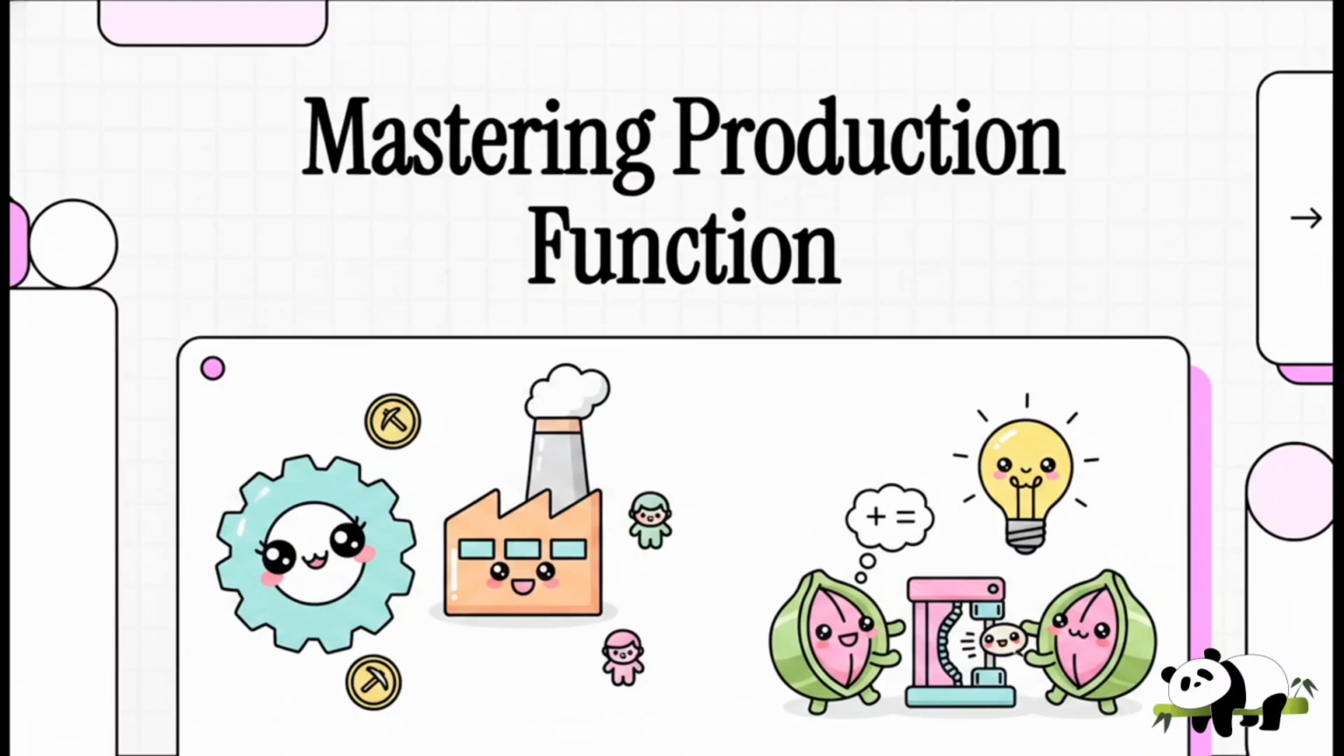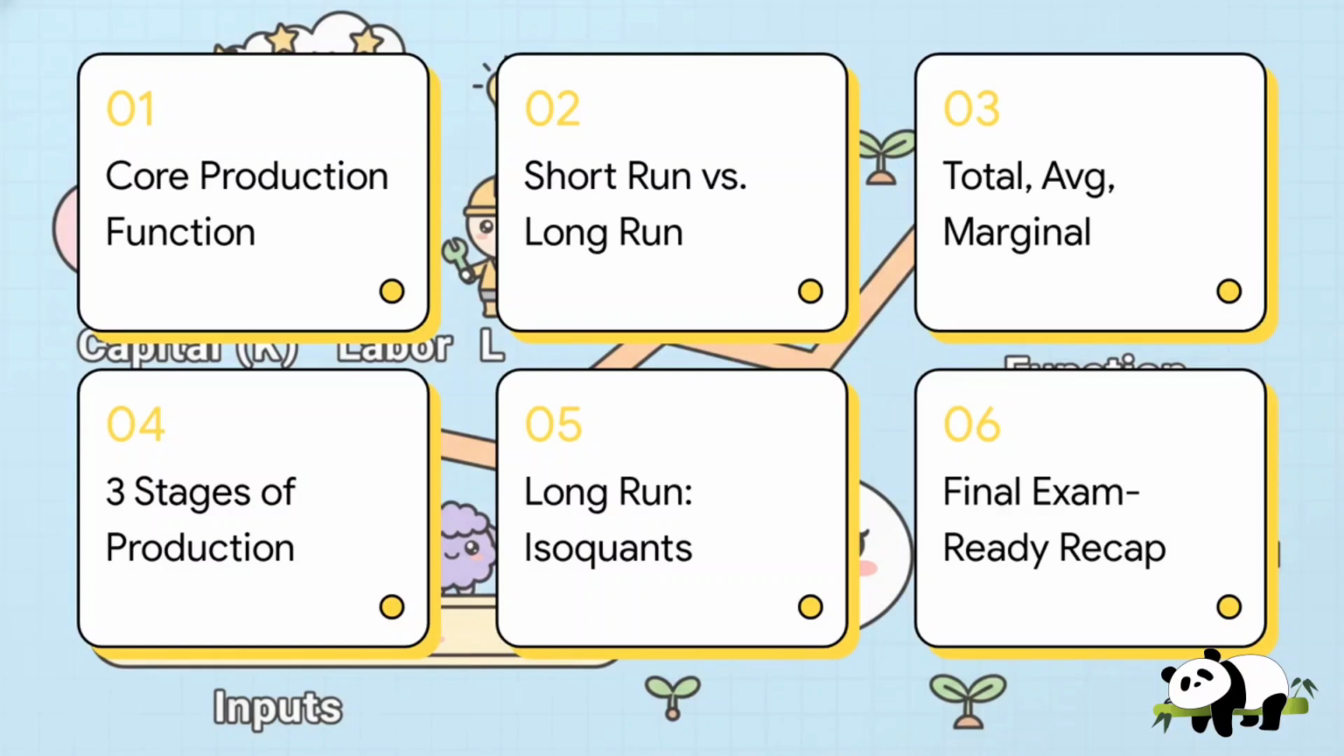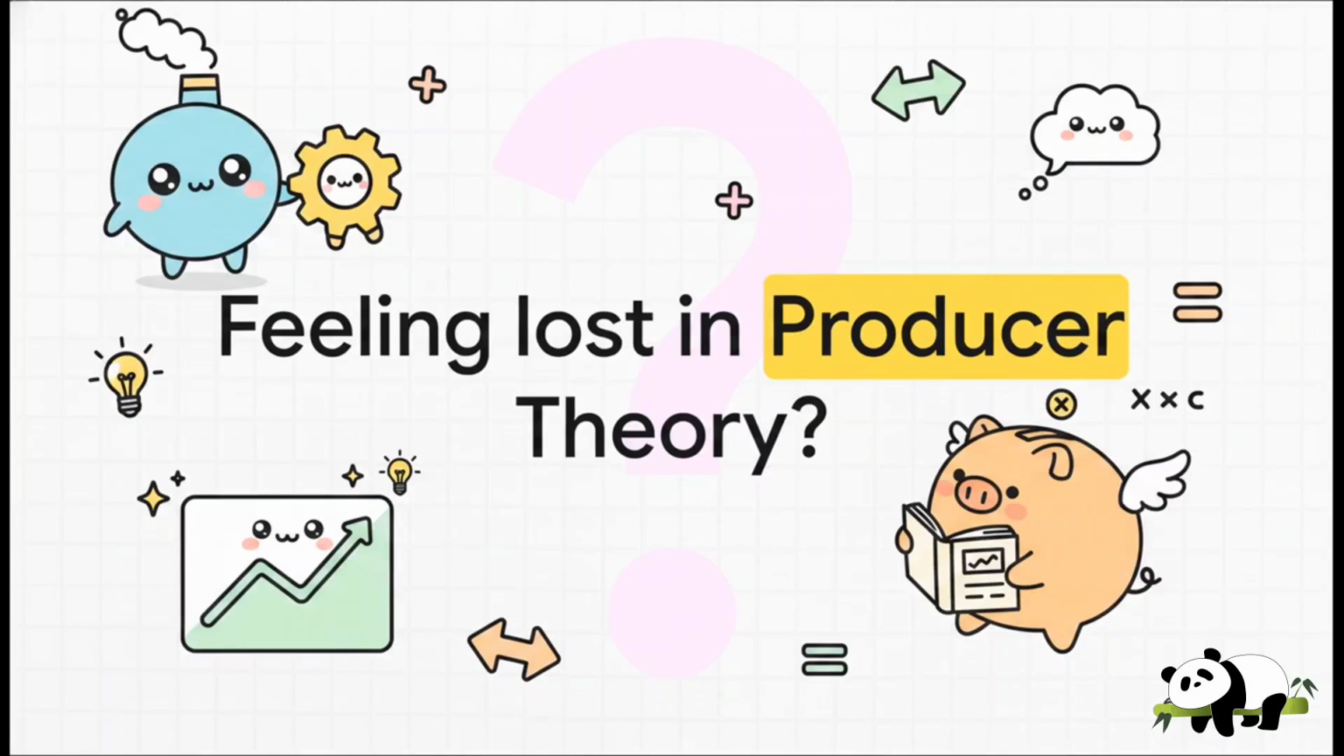Let's jump right in. So, here's our game plan for today. We'll kick things off with the core function itself. Then we'll draw a really clear line between the short run and the long run. After that, we'll get into the key product metrics, break down the 3 stages of production, touch on some essential long-run concepts, and then wrap it all up with a quick-fire recap to make sure you're 100% ready for that exam.